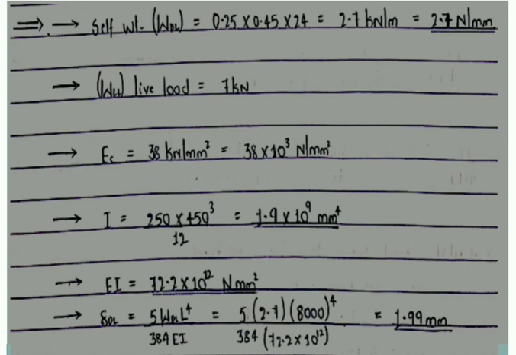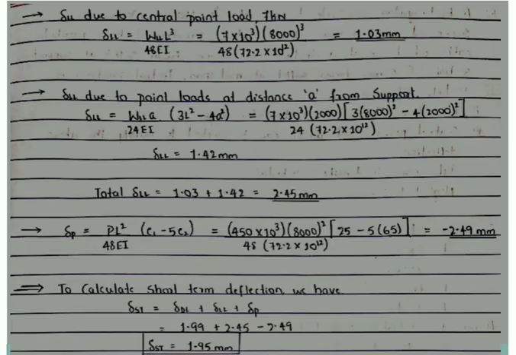Then let us go for obtaining the deflection. Now dead load deflection is straightforward, which is in the form of a UDL, 5 WDL raised to 4 divided by 384 EI. Substitute the values, we get a dead load deflection as 1.99 mm or say 2 mm.